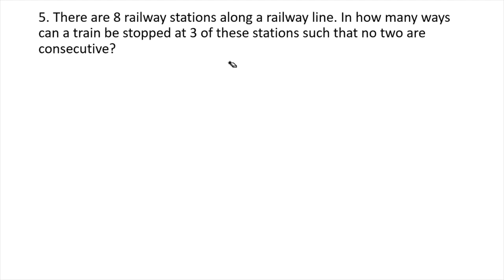If it stops at station 1, it should not stop at station 2. It can stop at station 3 or 4 or 5, and so on. If it stops at station 4, then immediately it should not stop at station 5. It should stop at station 6, 7 or 8. So try to understand the question. If you understand the question, then we can proceed to the solution.